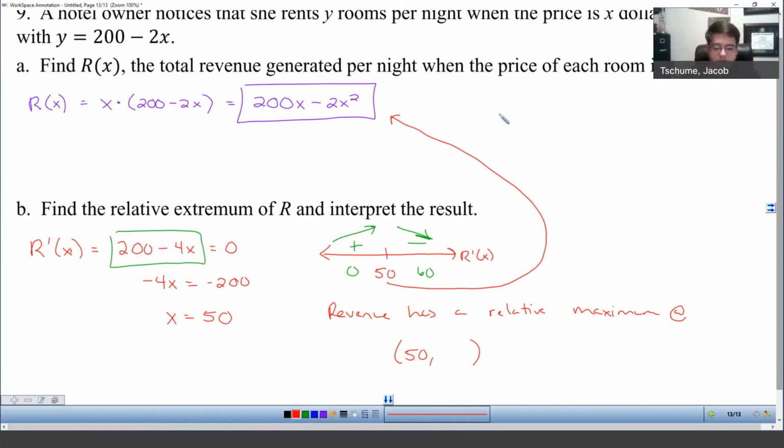All right, this would be 200 times 50 minus 2 times 50 squared, which would be 5,000. So according to this, your revenue will be maxed out when you charge $50 per room, and you will make $5,000 of revenue per night, and that will be your maximum.